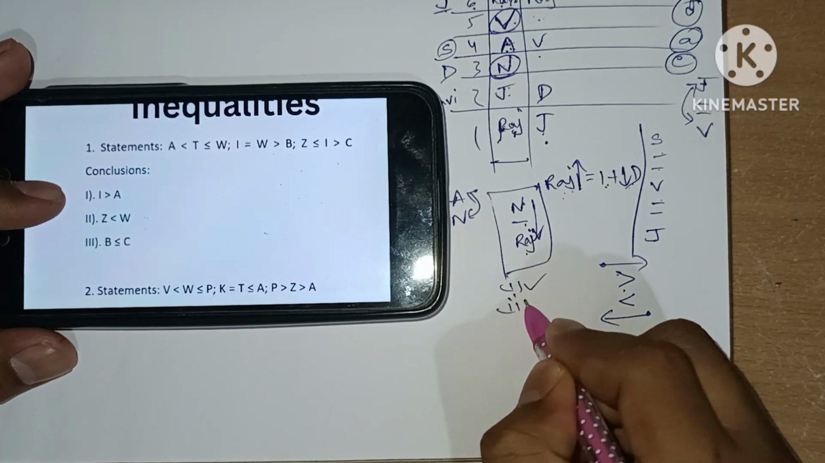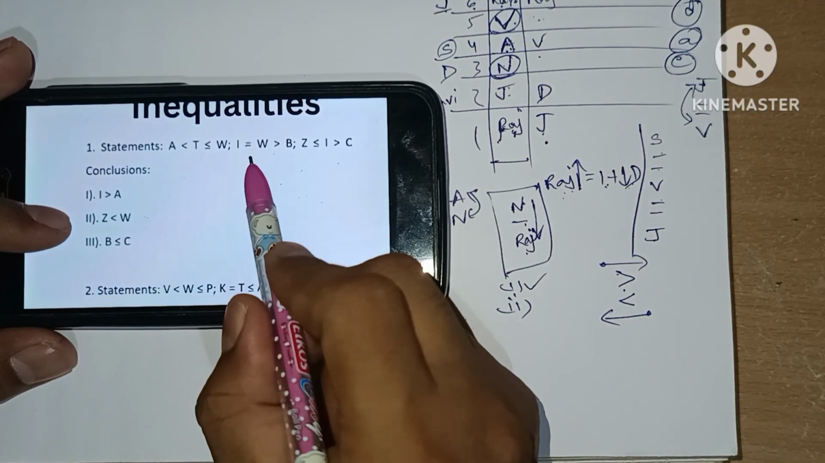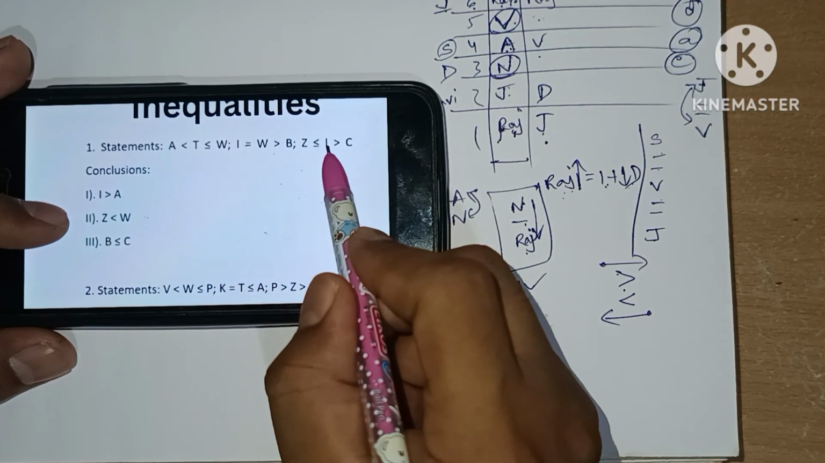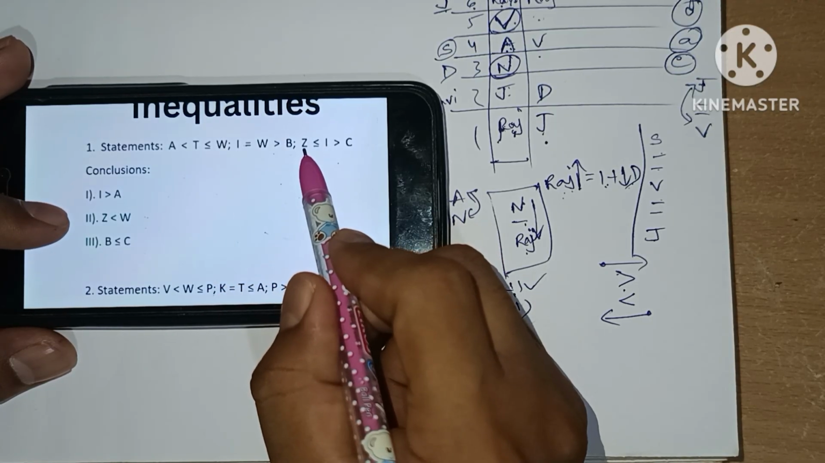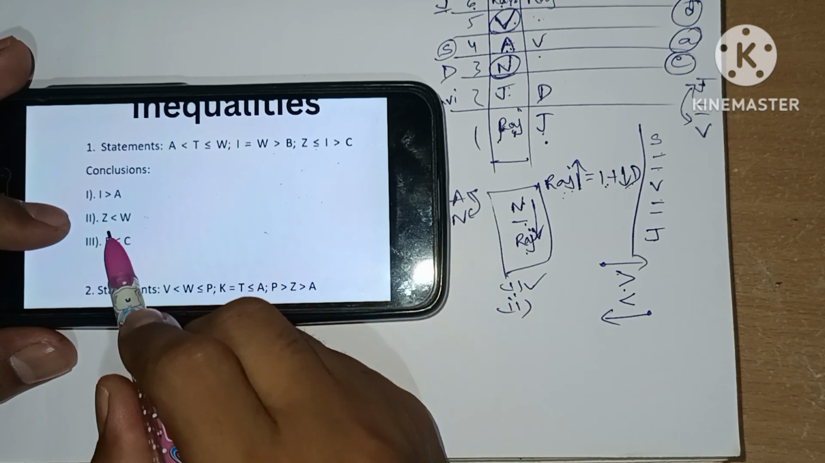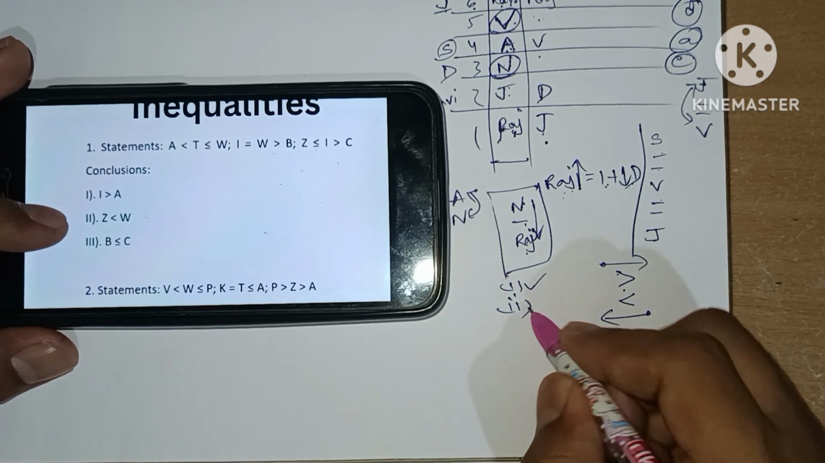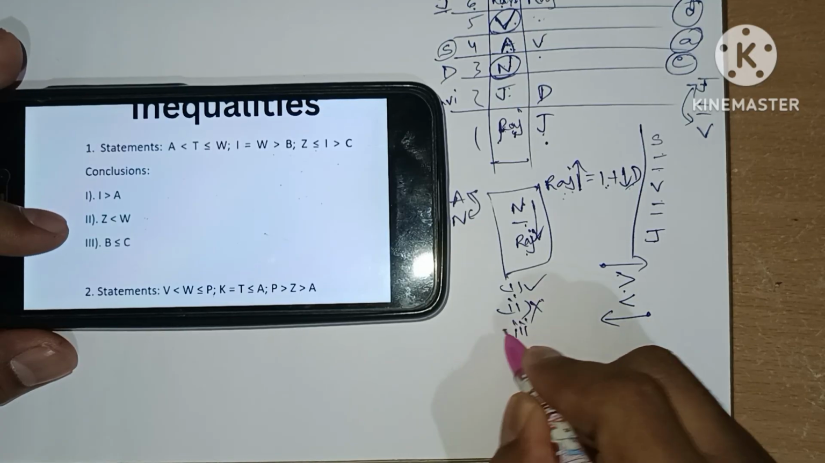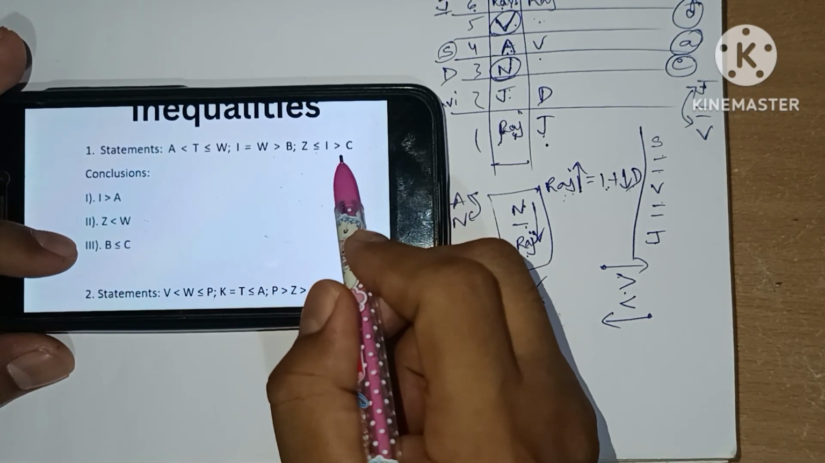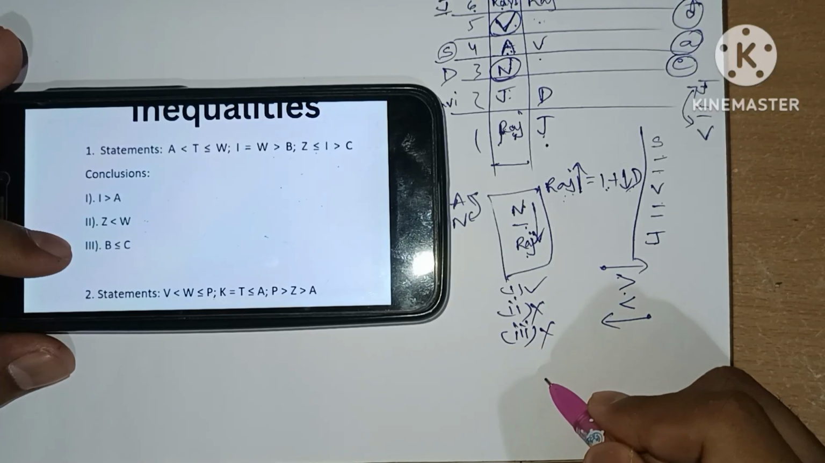Second conclusion, the flow from W to Z. From W we can reach I. From I we can reach Z. Here we see equal to, here also we see equal to, but in the conclusion we don't see equal to, so this is false. Third conclusion, the flow from C to B with everywhere equals to. From C there is no flow, so the third conclusion is false.